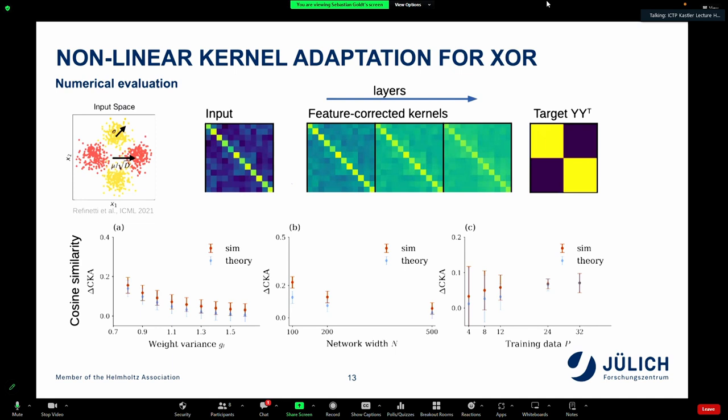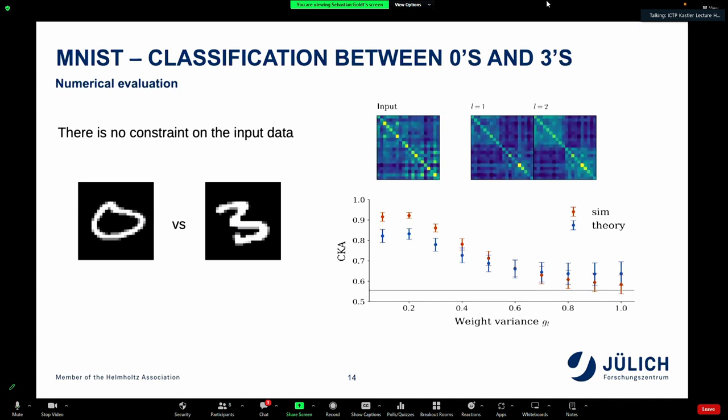Then in panels B and C, we look at the behavior with the network width and number of training samples. If you keep the number of training samples fixed, but increase the network width, then the corrections relative to the NNGP result decrease, as you would expect. And also, if you keep the network width fixed, but increase the number of data samples, the corrections increase. Okay, and now while the XOR task assumes Gaussian sampled inputs, we don't have any constraint on the input data. All we need are the overlaps between inputs, so we can also do this on MNIST. We do binary classification between the digits 0 and 3. And on the level of the kernel, you again see how this block structure emerges over layers, and that the simulation and theory in terms of the CKA match quite well.